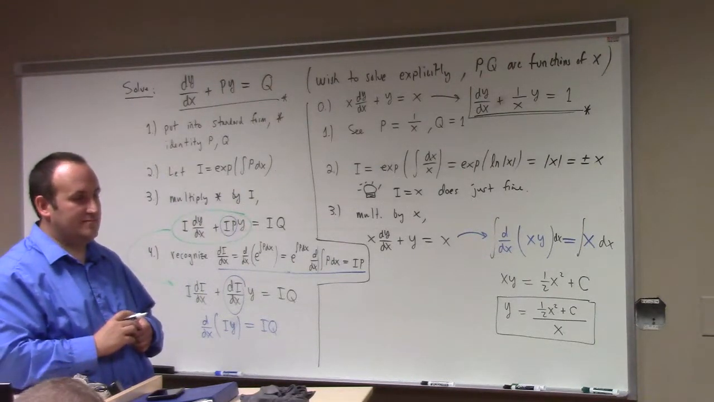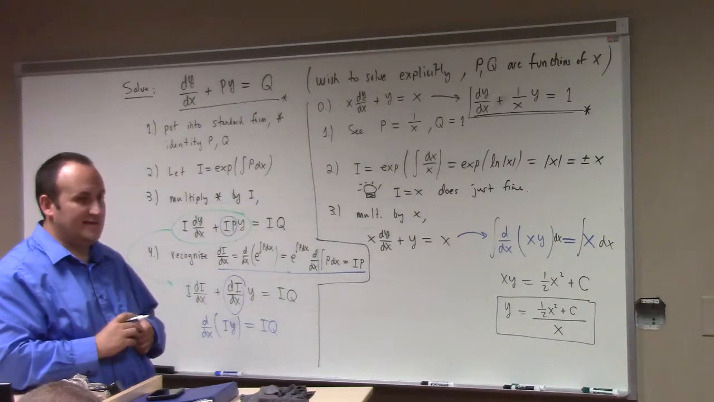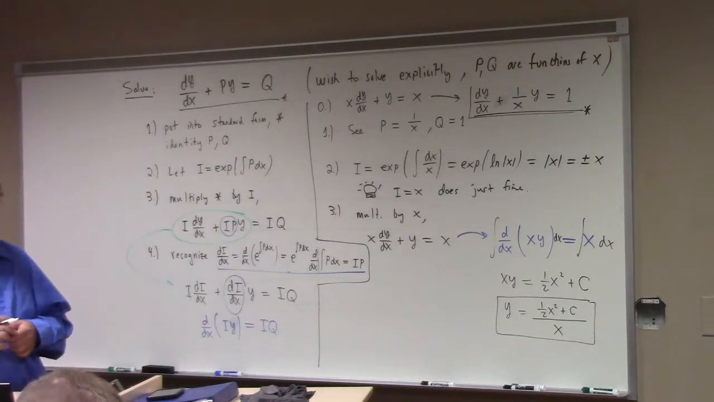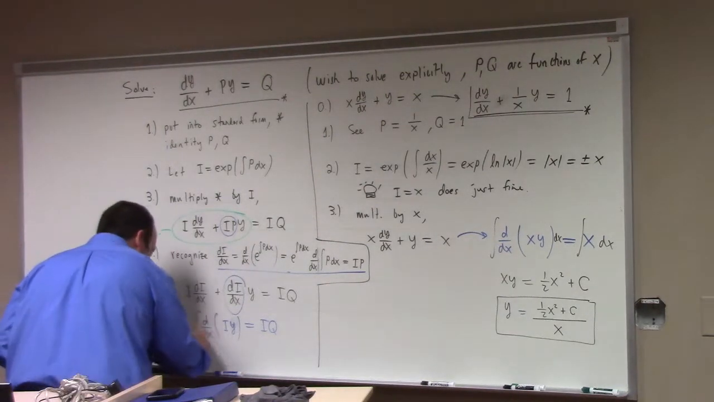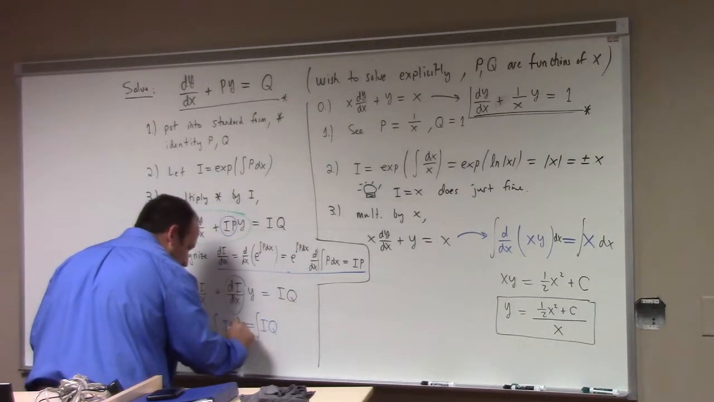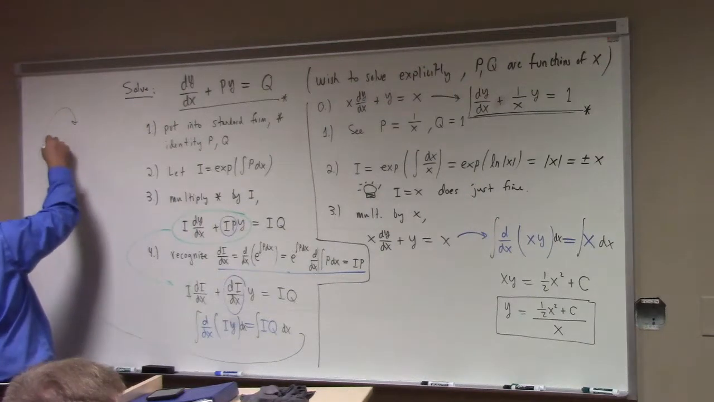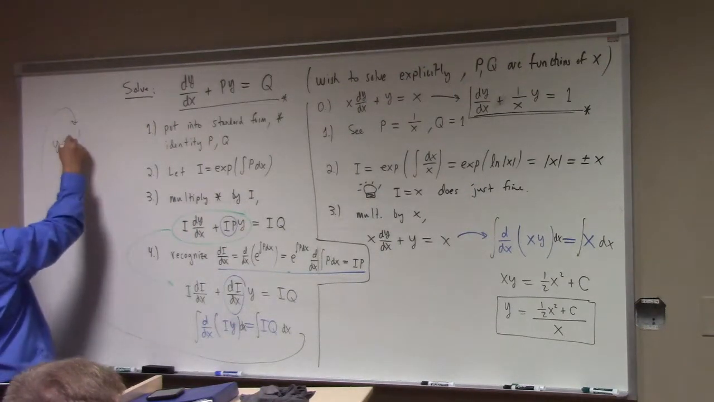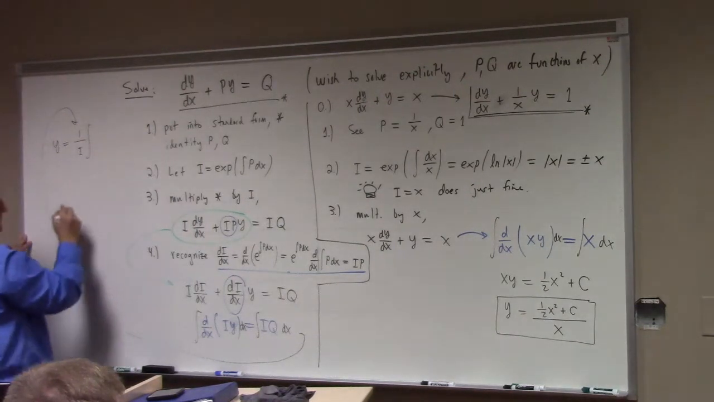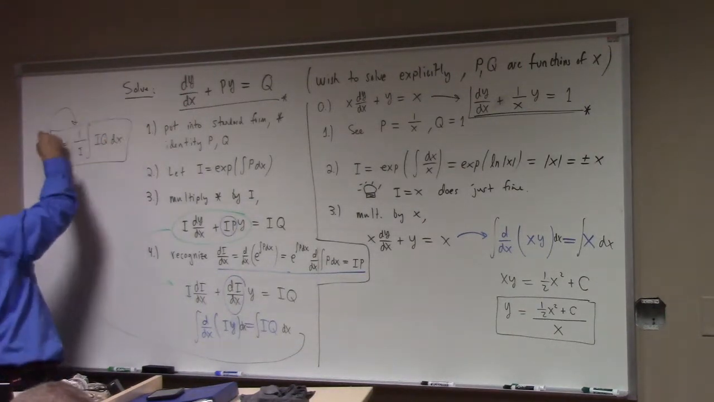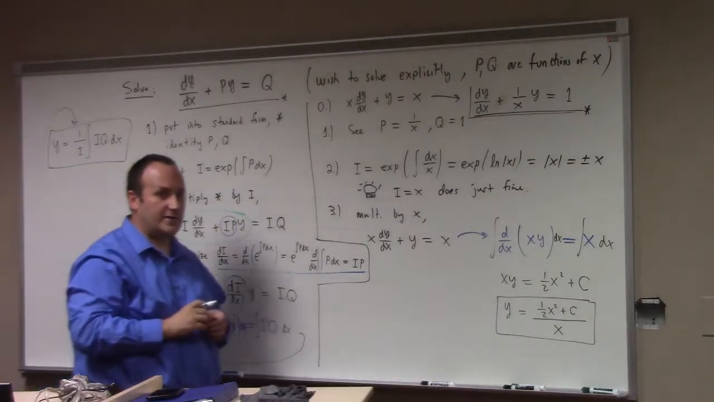I don't just add c at the very end and ignore the fact that I actually have a c over x type term in my solution. And the same thing happens over here. In general, you integrate both sides, and so this leads us to the general result, which is that y equals 1 over the integrating factor times the integral of the integrating factor times q dx. There you go. That's a general formula for the integrating factor problem.